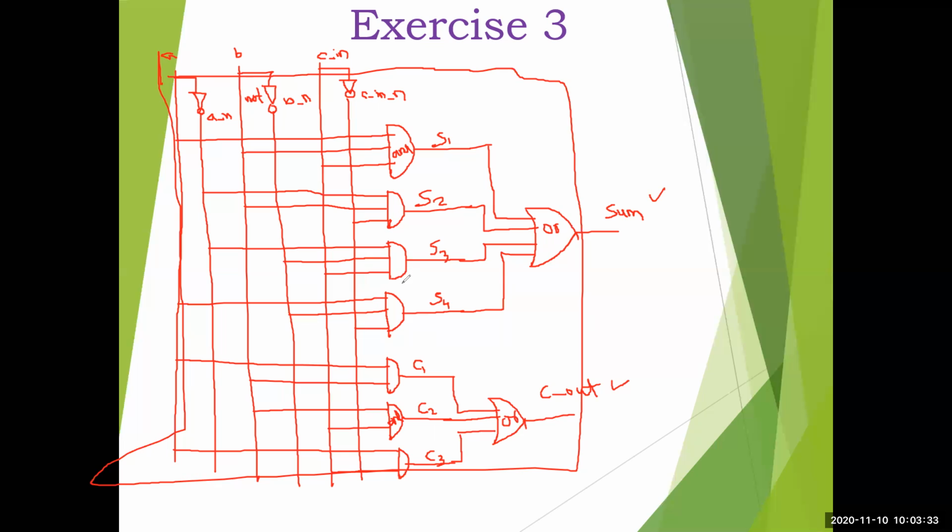Next you have to call the AND gates. S1 is the output, and correspondingly you write A, B and Cin. Whatever names you use, the same names you should use in the program. Similarly you write S1, S2, S3, S4, and similarly C1, C2, C3. Finally you write the sum: the output is sum and the inputs are S1, S2, S3, S4, and for Cout the inputs are C1, C2, C3. That is what I am going to show you quickly. From this you have to write it.